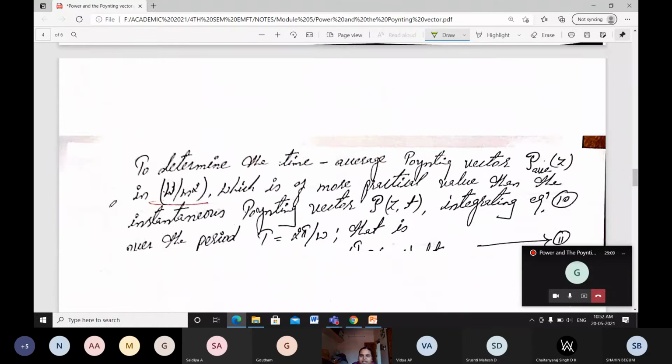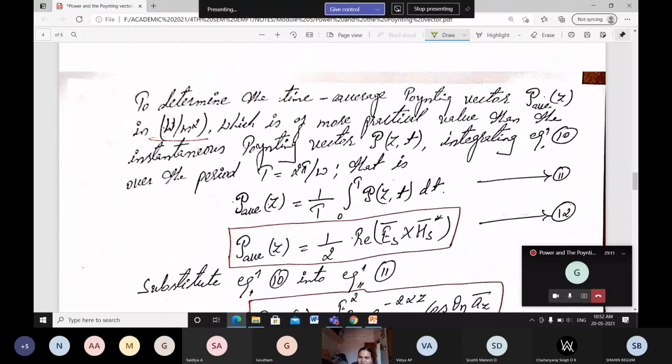Then to determine the time average Poynting vector, P average of z in watts per meter squared, which is of more practical value than the instantaneous Poynting vector P_z of t, which gives the actual value. For that reason, we have to find the average value. When you are doing any experiment, you prefer to take the average value for the material, when you are doing a demonstration, right?